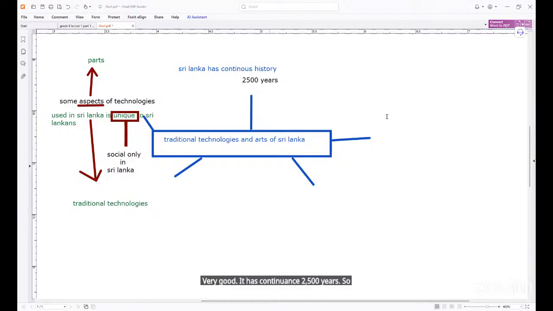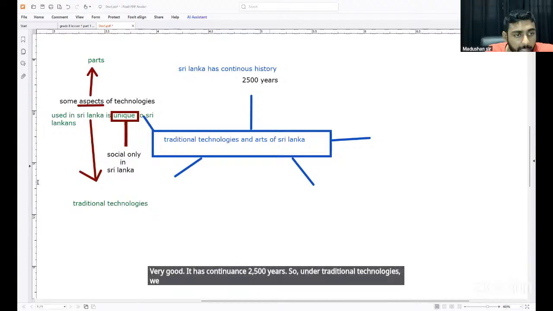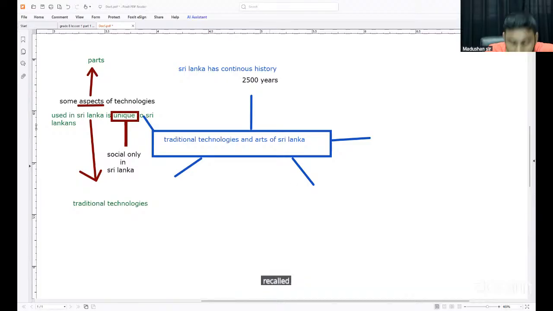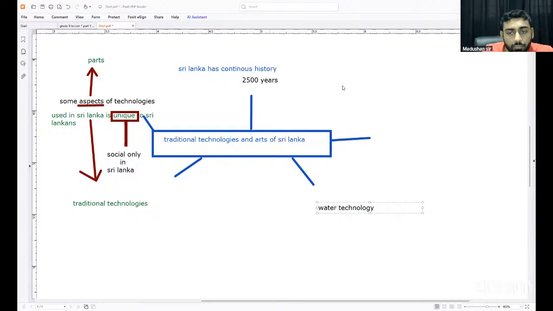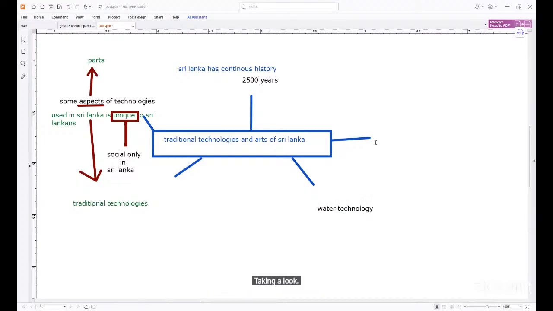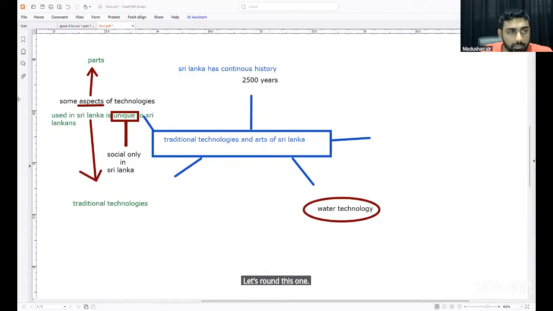So under traditional technologies, we come across, Buddha, the word water management. Water technology. What is called water technology? Let's define water technology.